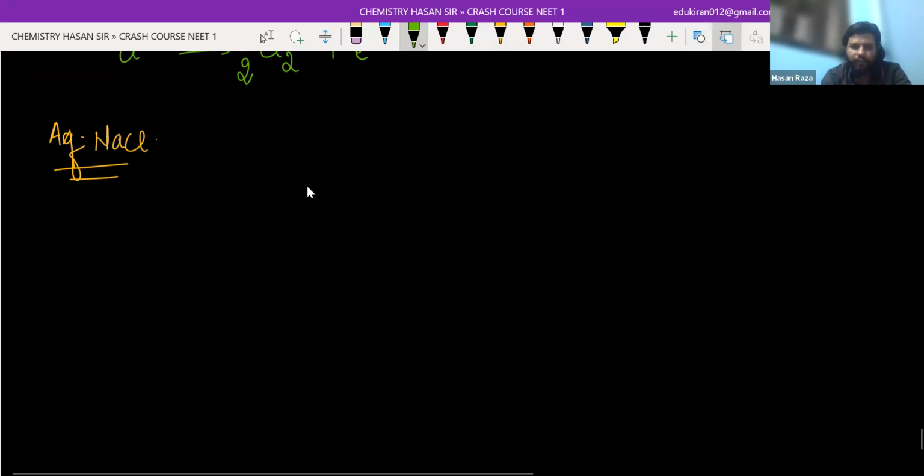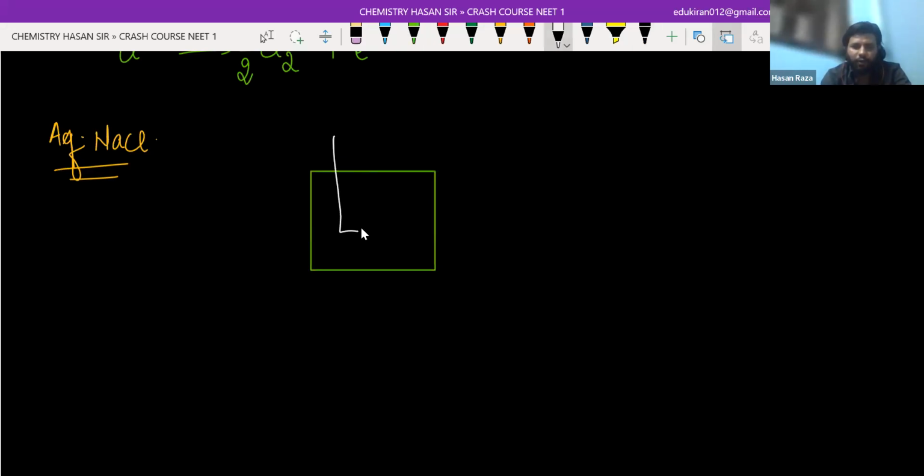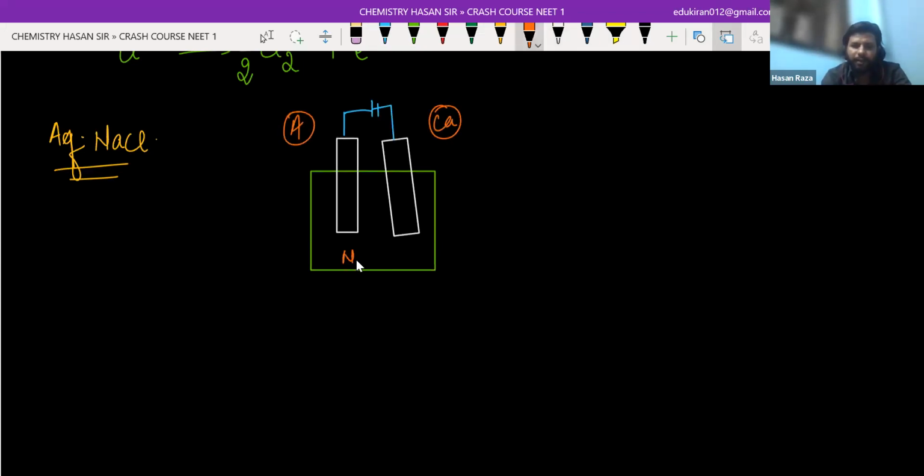So if you have this container, and there are again 2 electrodes, and this is your positively charged terminal and this is your negatively charged terminal, again anode, and this is your cathode. But the difference here is Na plus, Cl minus. Since it is aqueous, there will also be ions of H plus and OH minus, because enough amount of water is there.